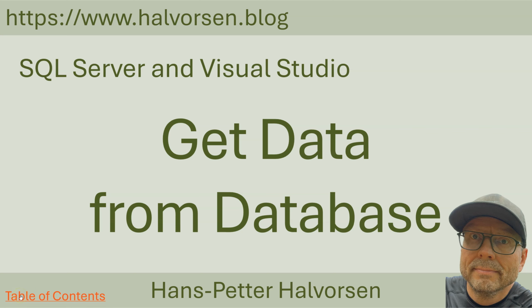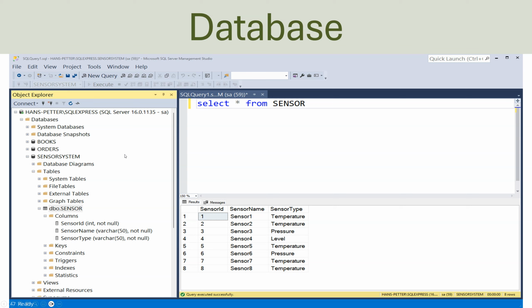So let's continue with the SQL Server and Visual Studio tutorial. In this part we will get data from the database. So here is the database that we created. It's a simple database with one table called sensor. It has three columns: sensor ID, sensor name and sensor type. And we have been inserting some data into that specific table.